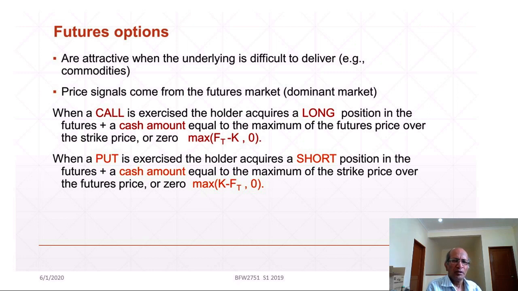Usually you see the option's underlying asset is based on the spot market, S0. But here it is F0. The price signal comes from the futures market. It's the dominant market. When a call is exercised, the holder acquires a long position in the futures, plus a cash amount equivalent to the maximum of the futures price over the strike price, or 0. So the maximum in this case is not ST minus K, it's FT minus K, for a call. For a put, it's the same, but it is K minus FT.